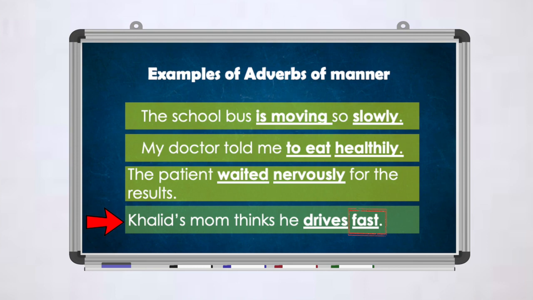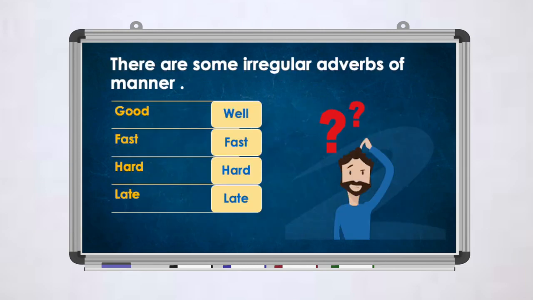Some of the adverbs in English are irregular. What does that mean? They have a different rule. Let's view them together. For example, if I want to say good as an adverb, I will not say goodly. It won't work. I have to replace it with the word well. Well is the adverb for good.